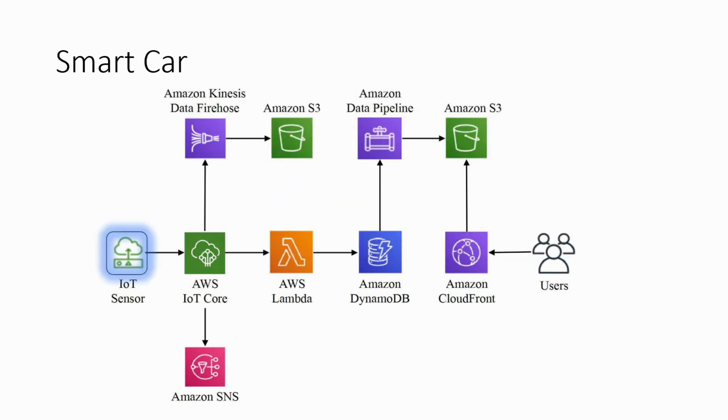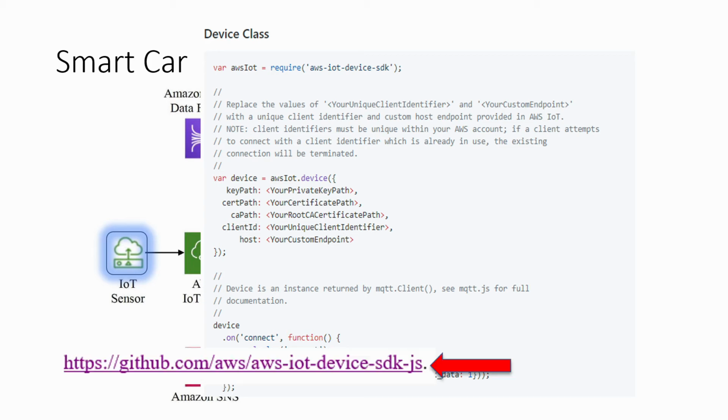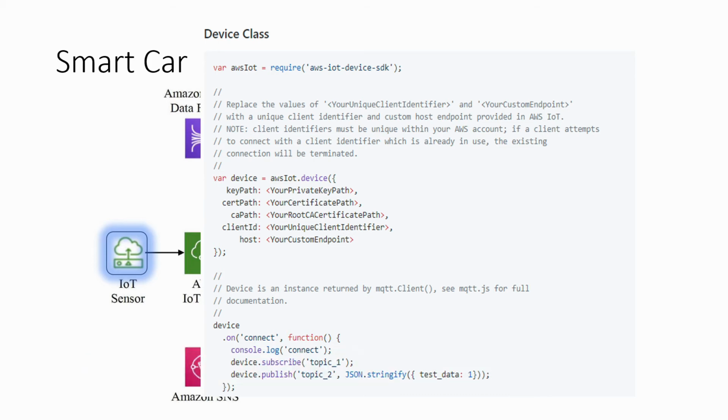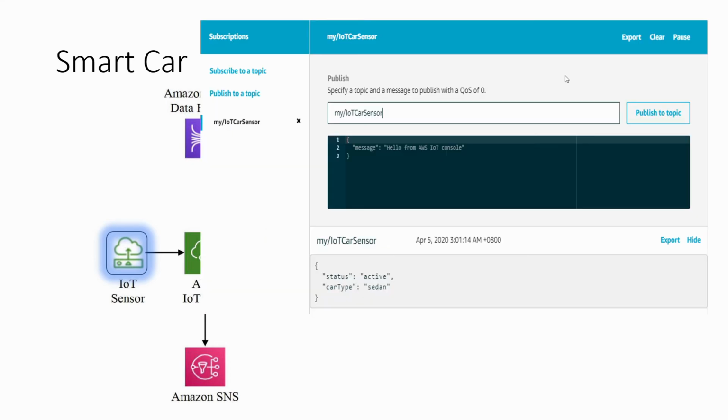Next, I'll be talking about the IoT sensor. The IoT sensor is how we connect our device to the IoT Core. First, we need the device class. This device class is the code that we need to configure in Visual Studio Code and is available on this website. After successfully connecting our device to the IoT Core, we can publish a message from our device into the IoT Core, as seen in this picture.